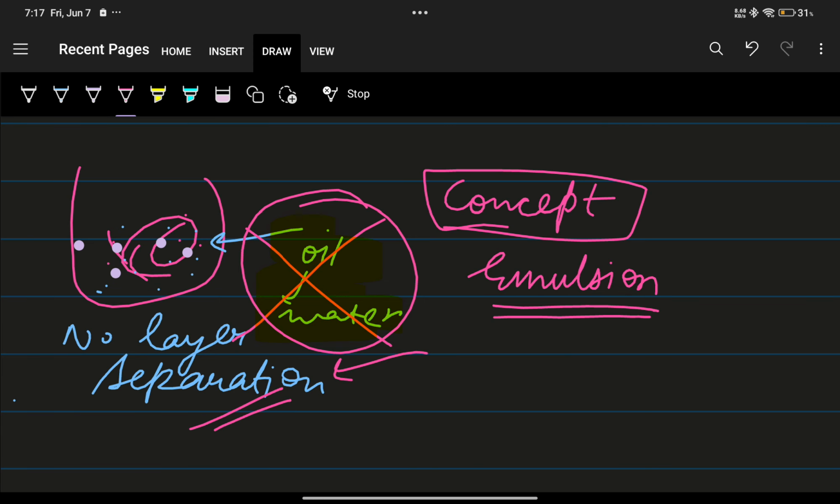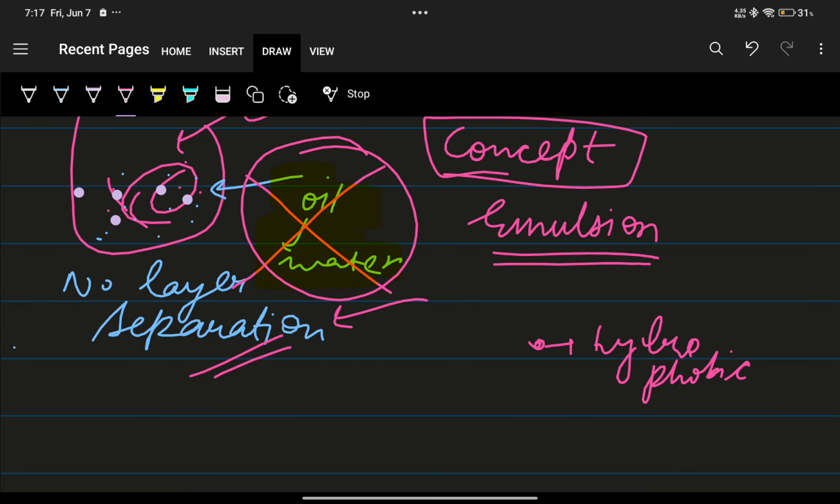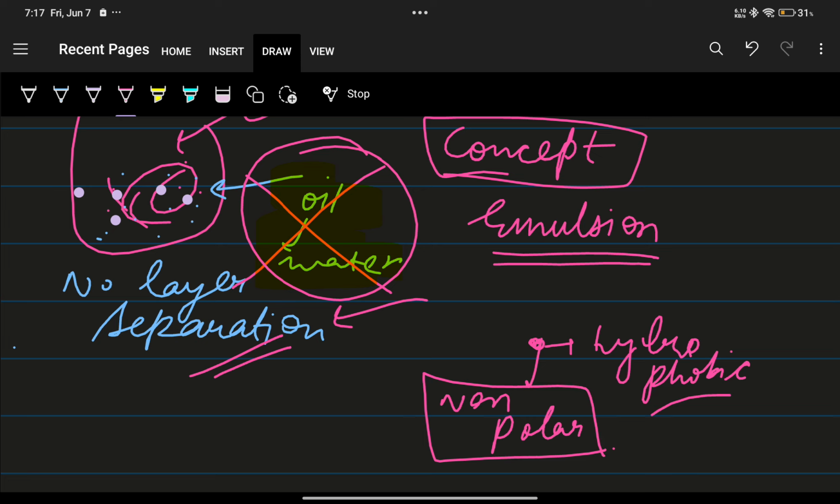The soap is dissolved in this test tube, let's suppose we name it test tube B. Now why do the oil and water not separate? Because oil is hydrophobic in nature. It is not going to dissolve in water. This can never happen. So oil is not going to dissolve, and oil is non-polar. We all know that oil is non-polar and hydrophobic in nature.